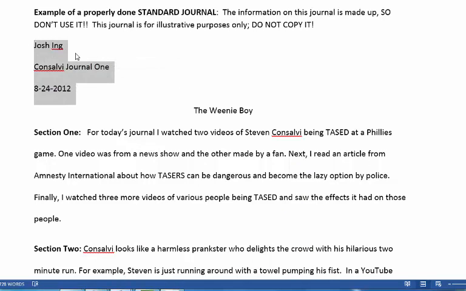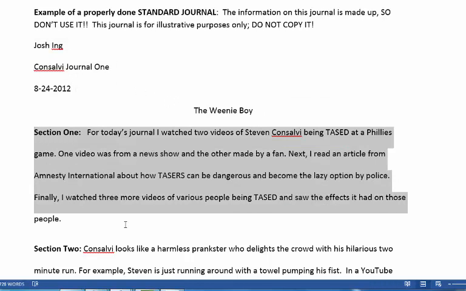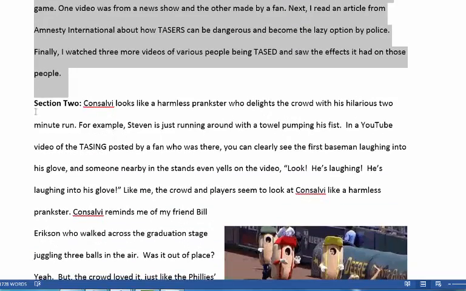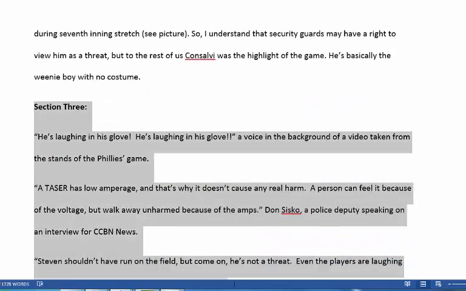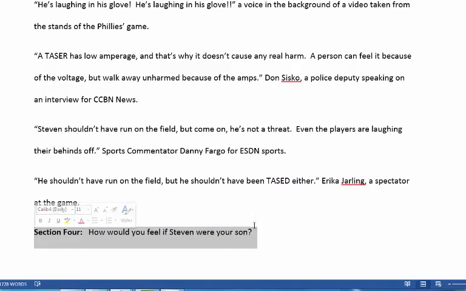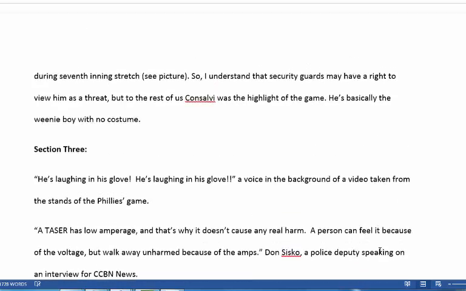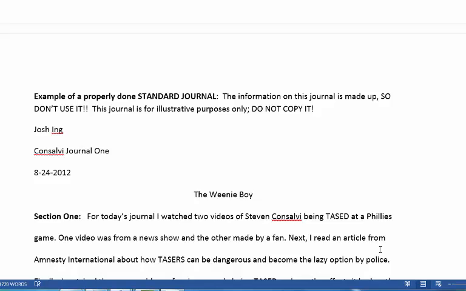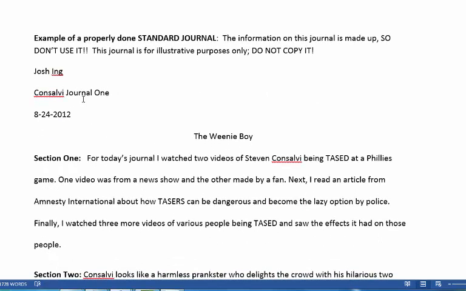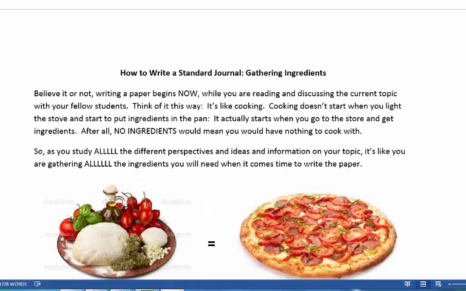First, it has what's called a standard heading. It's got the name of the student, title of what journal it is. Your topic will be different. It has the date, it has a title, and then it has 4 different sections. Section 1, Section 2, Section 3, and Section 4. Now what I'm going to do is take you step by step through the process of how you can produce a journal that looks exactly like what you see here up on your screen. Remember, you want to follow this exactly, so pay close attention.